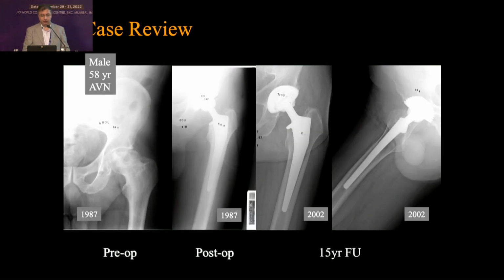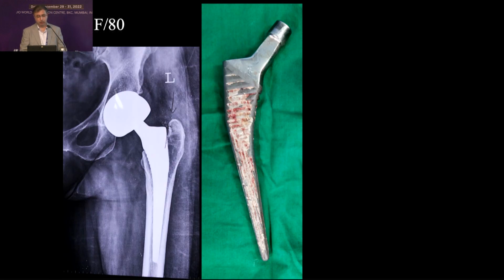So here you are. Here's somebody who had avascular necrosis, 1987, had this sort of a fully coated Corail stem, and then you are 15 years later, and eventually the question is, what do you do when it comes up for a revision? So here's one of our own cases, a fully coated stem over here. We needed to revise this, and you can see the kind of difficulty that you have getting the stem out.